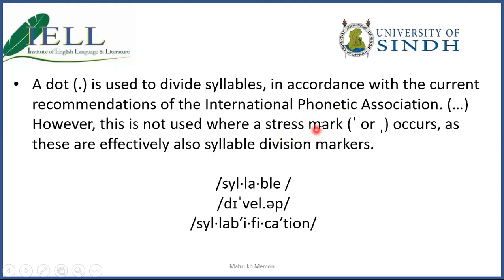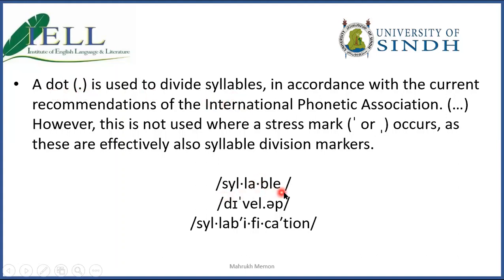Okay, how a syllable is stressed and another is unstressed. So we see, for example, a word can have multiple syllables, and each syllable is divided by this dot. Okay, this is the IPA recommendation, the ideal way of writing in IPA. So a dot is used to divide syllables.